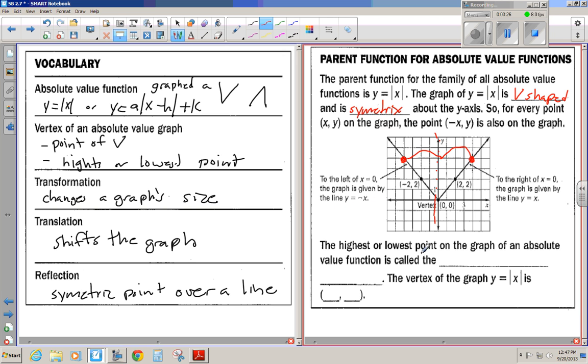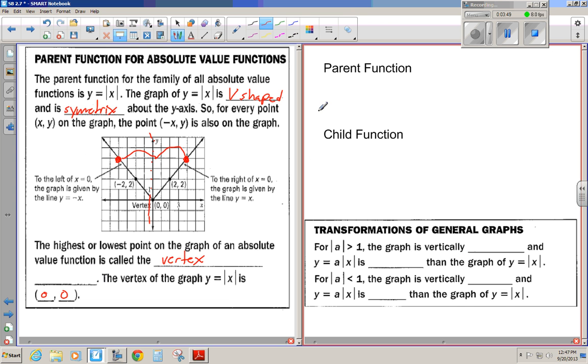The highest or lowest point on the graph of an absolute value function is called the vertex. And the vertex on the graph of y equals the absolute value of x is 0, 0. So for the parent function, it goes through the vertex of 0, 0. All right, so I talked about earlier the parent function, y equals the absolute value of x. Pretty basic, pretty straightforward. The child function has a few extra pieces.